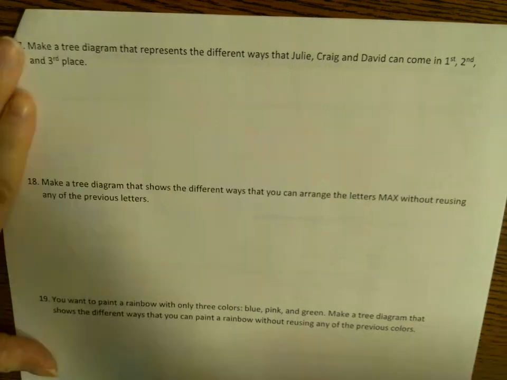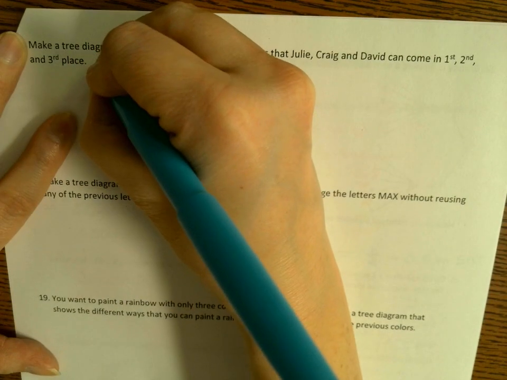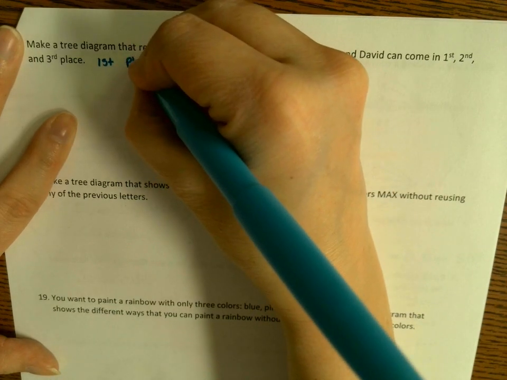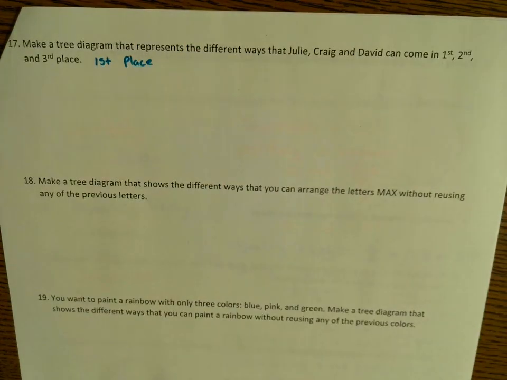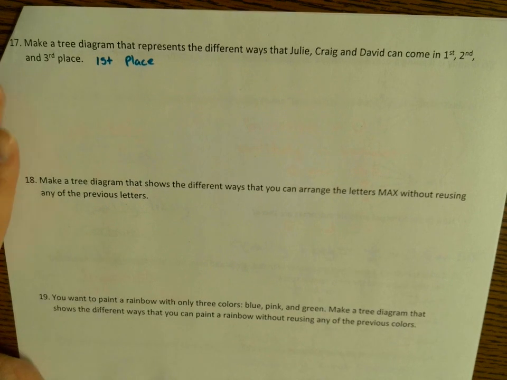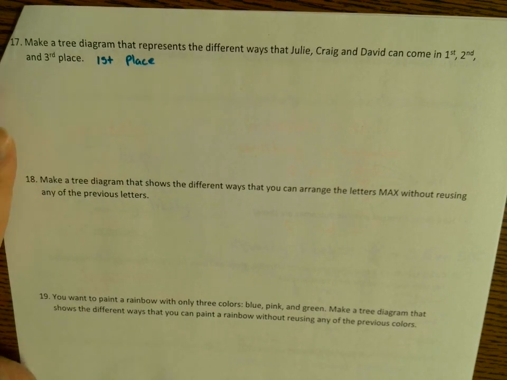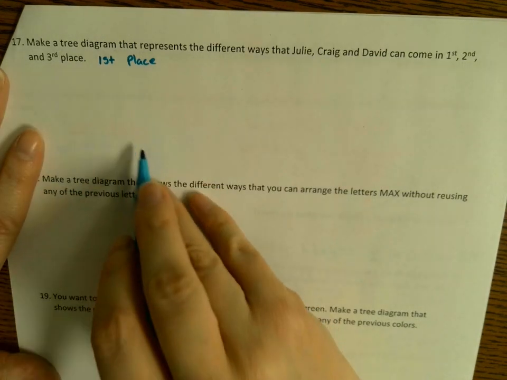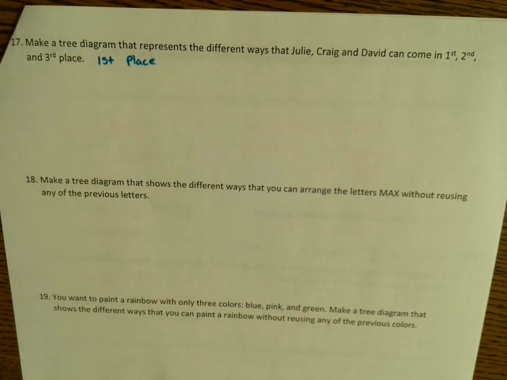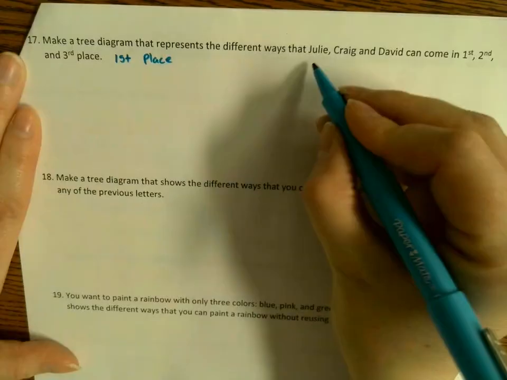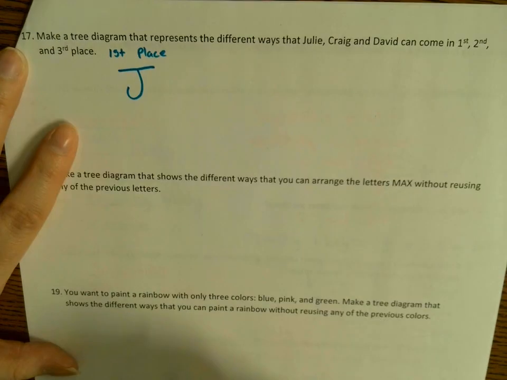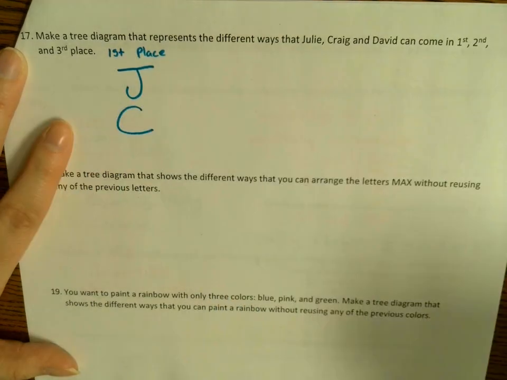So let's set this up. We have to start off with first place. When I'm choosing a first place winner or somebody who's going to be in the first position in my line, how many people do I have to choose from? Three, right? I have Julie. Julie can be chosen. Or I could choose Craig or David.